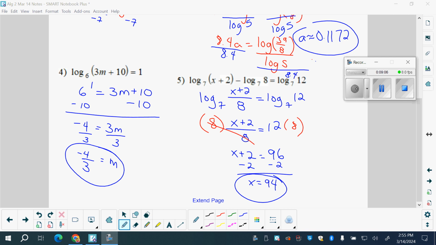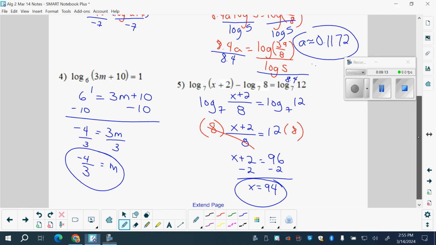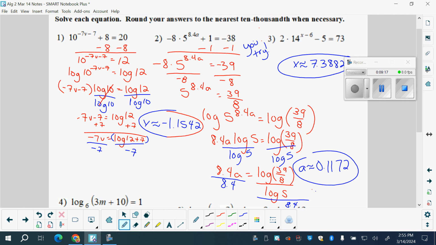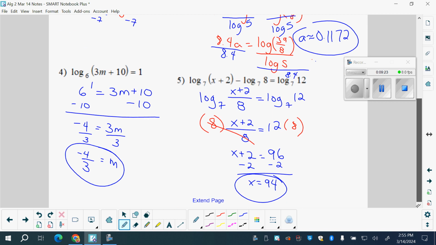So your worksheet will have the logs and the exponents mixed together. So when you have to take the log on both sides is when your variable is in your exponent. That's when you have to do the log on both sides.